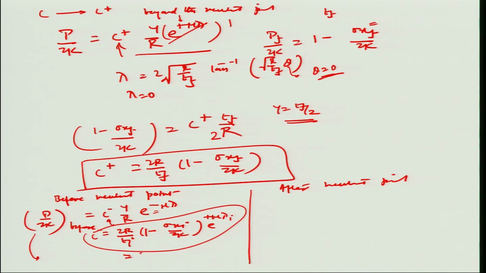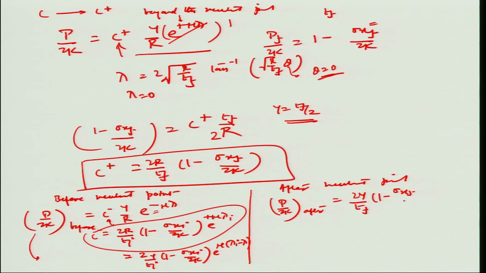Okay, here, p by 2k equals twice y by ti times of 1 minus sigma xi by 2k, e to the power of mu times of lambda i minus lambda. And after rolling beyond the neutral point, the p by 2k becomes equal to twice y by tf times of 1 minus sigma xf by 2k, e to the power of mu lambda. So that is how you can estimate the roll pressure before and roll pressure after.